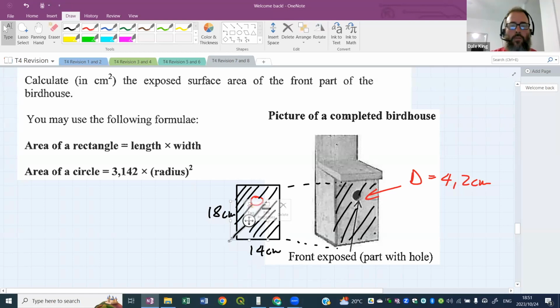Who would like to tell me how on earth we even approach this one? What should we do? Who would like to give us a hint on how we work out the area of the wooden part of the front of this birdhouse? Is there anybody that can give us a hint? Anybody? All right, there we go.